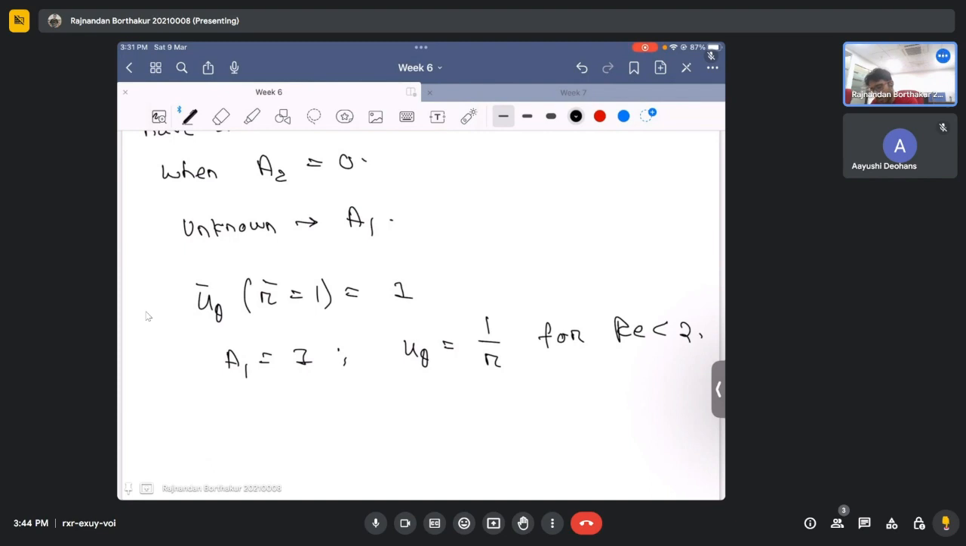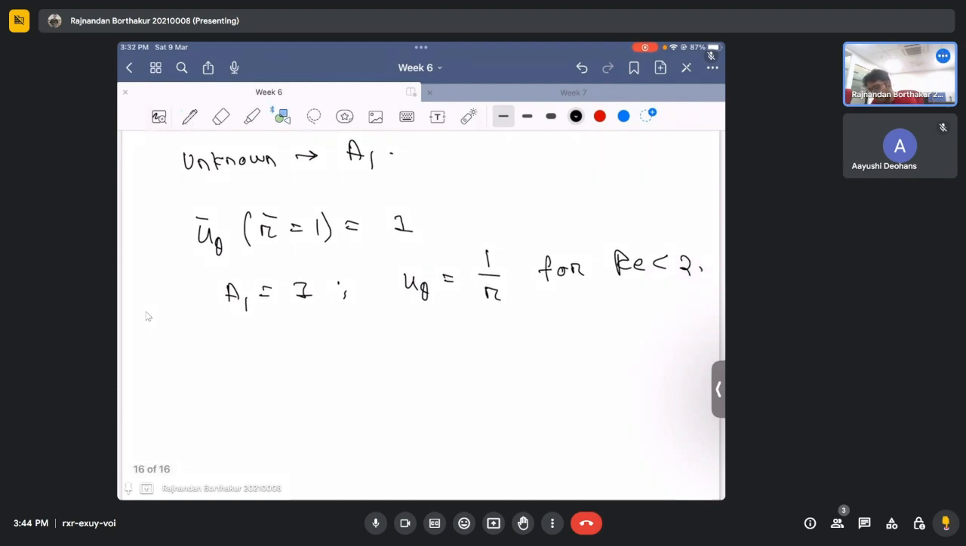So the thing is, if we use the boundary condition on circulation, we can access a little bit broader Reynolds number range. But for Reynolds number greater than 2, we will have infinitely many solutions, and this is not in the scope of analytical techniques to find the solutions of this problem. So that's the idea.